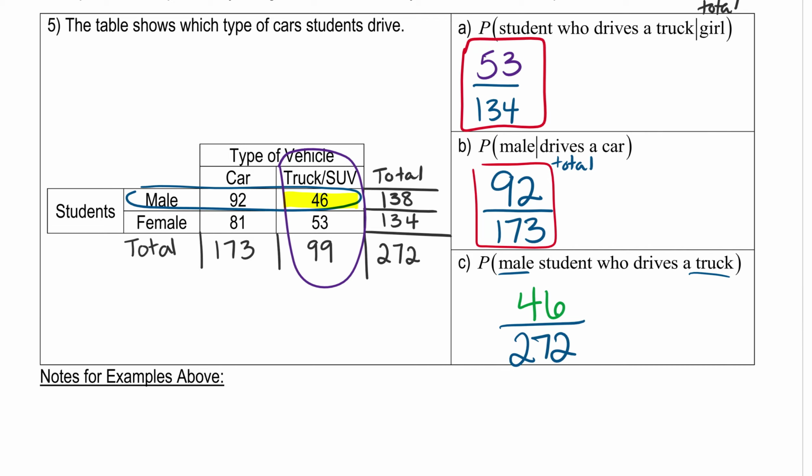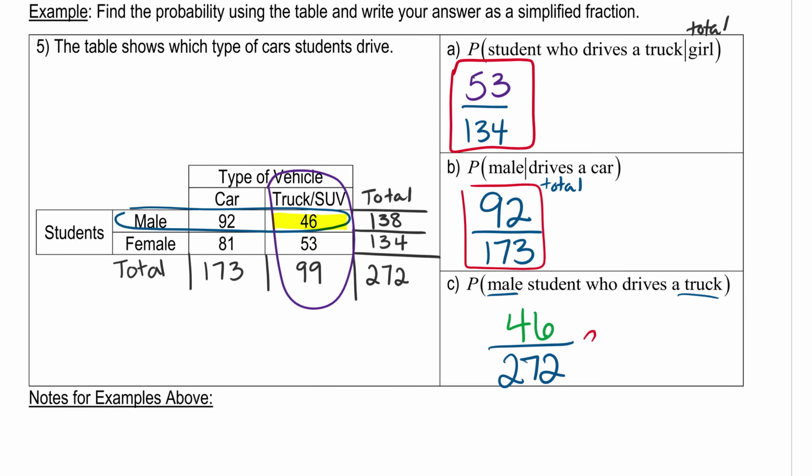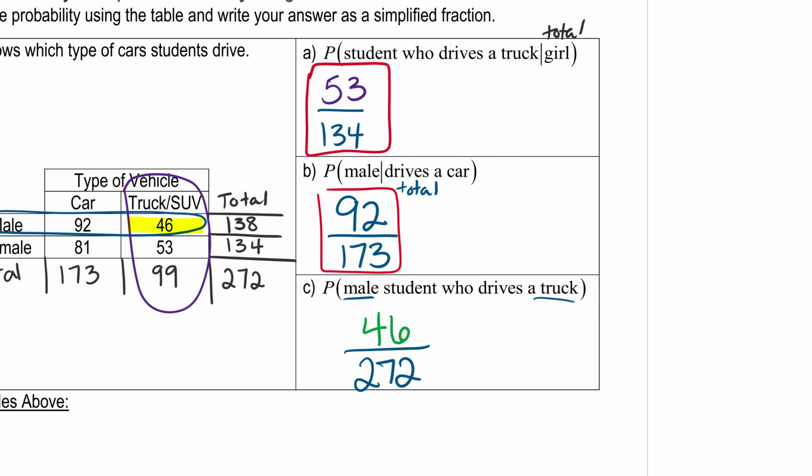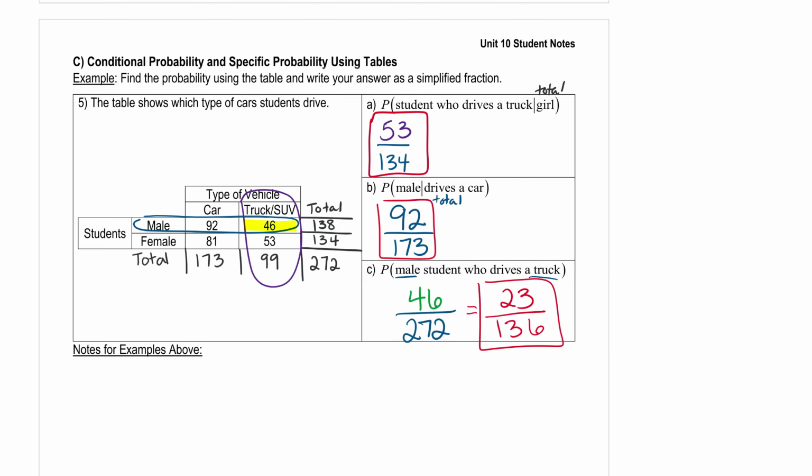And now I can reduce, because those are both even. So I know I can at least divide by 2. When I divide by 2, 46 divided by 2 is 23, and 272 divided by 2 is 136. Okay, 23 is prime, so I can't do anything else. So that would be my final answer.